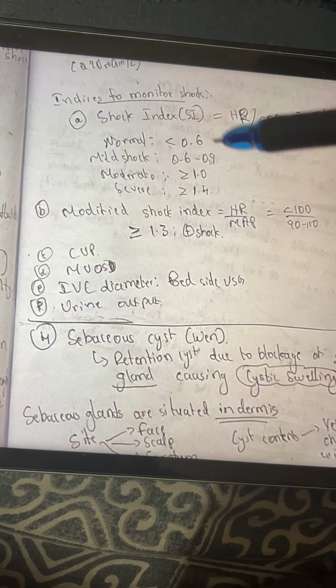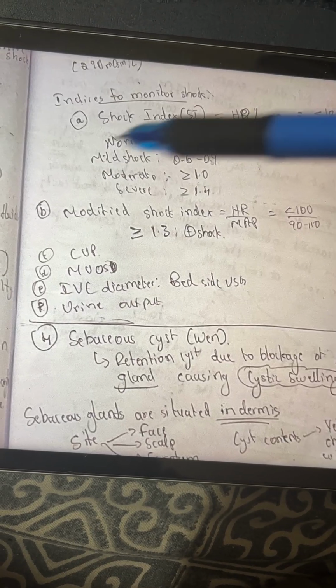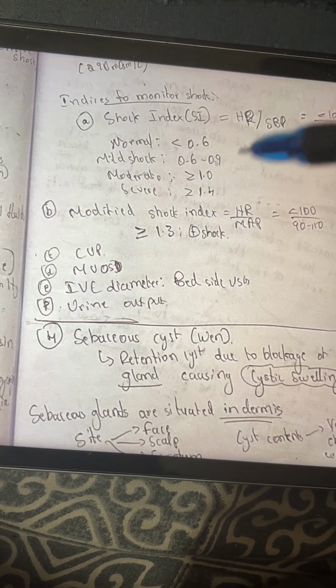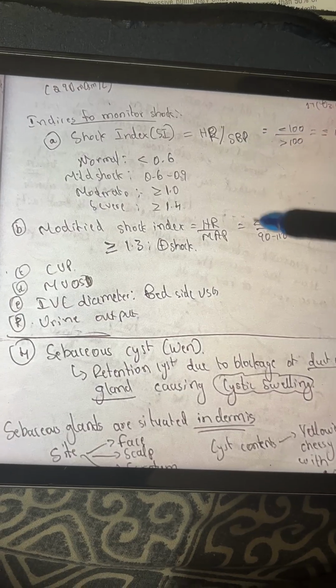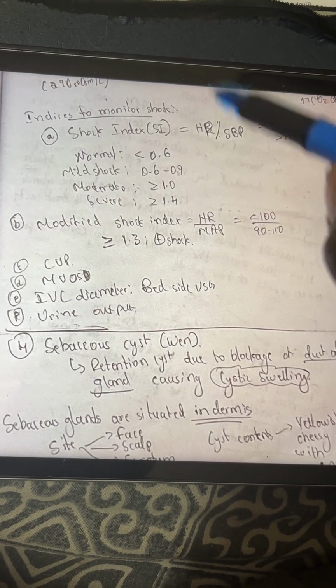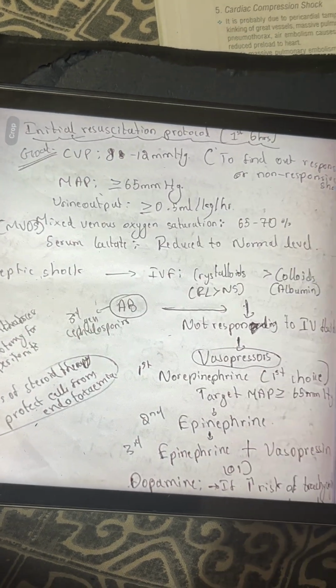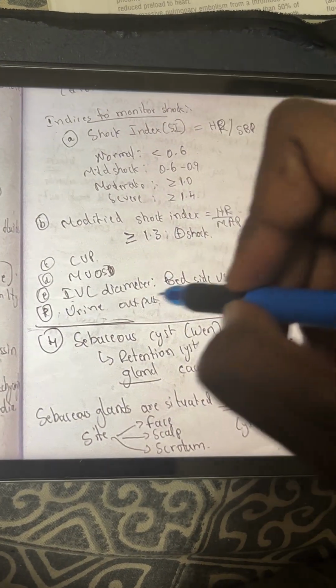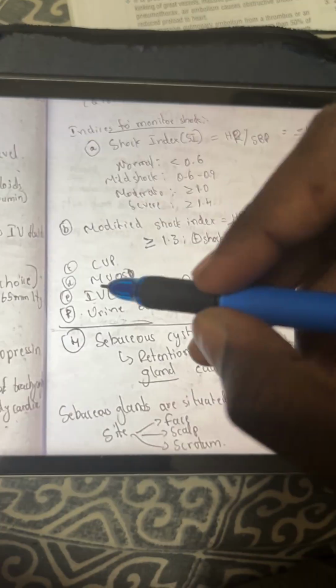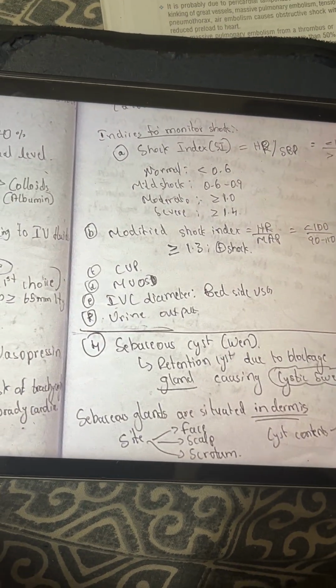S for shock, S for 6. Normal is less than 0.6 and mild shock is 0.6. It keeps on increasing. With hypotension, SBP keeps on decreasing, so overall the shock index keeps on increasing. Rest all are the same as whatever I said here: mixed venous oxygen saturation, IVC diameter, urine output, all the same things. So you got 10 marks, bro. Thank me.